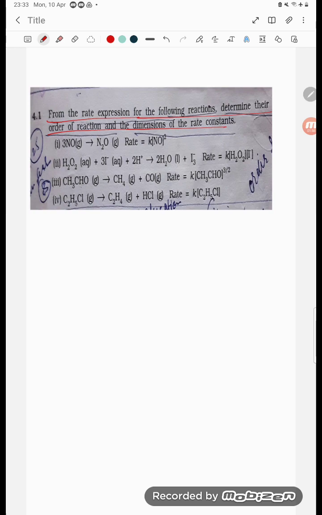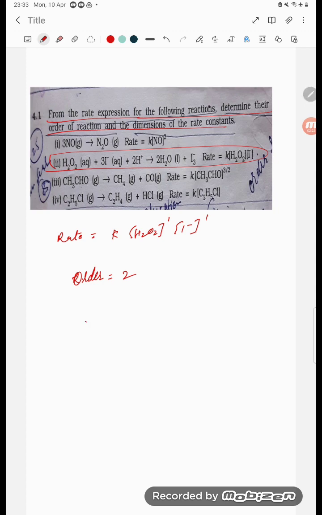Now see, students, this is the second one. So the rate, dear students, they have given as K, H2O2, and then I minus. Here, power nothing means 1 and 1. So the order is equal to 2, students. It is going to be very simple. The order is going to be 2.